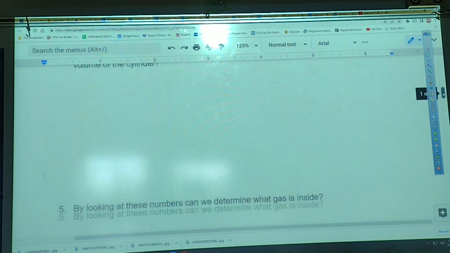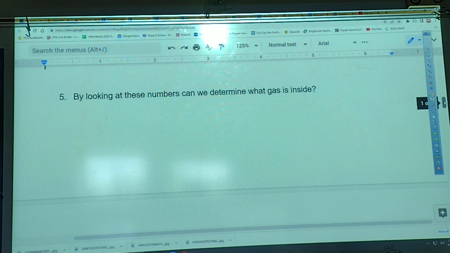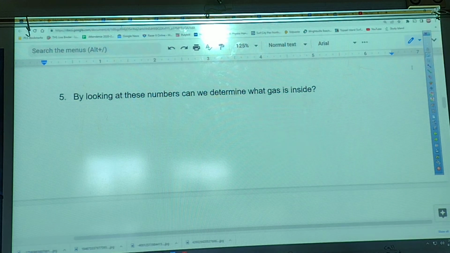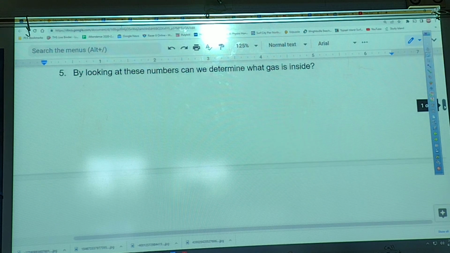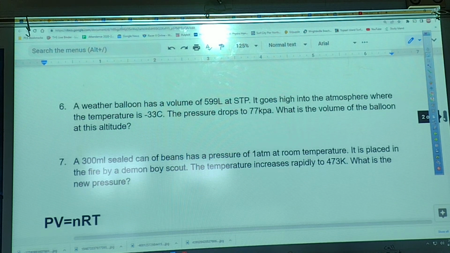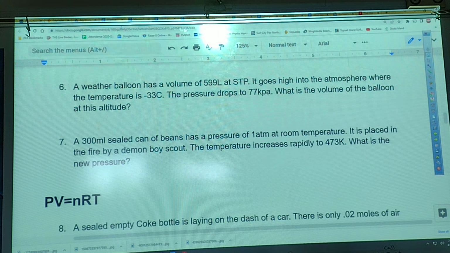Number 5. Can we determine what gas that is? No. We don't know how much anything weighs. All gases act the same. The only difference is their weights, and we don't know the weights of any of those gases. All right, I'm going to choose out of these. I'm going to just do number 6.